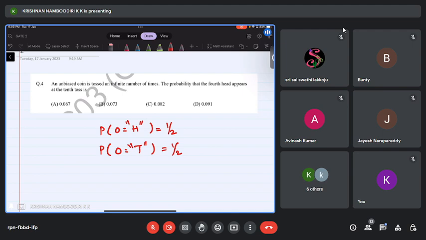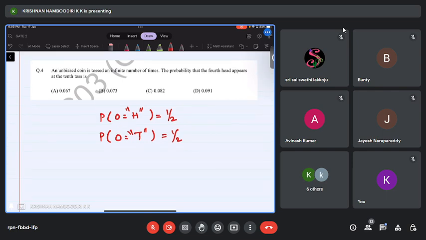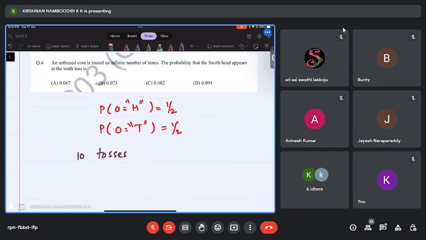Okay, so what am I doing? I'm doing an experiment. I'm tossing the unbiased coin an infinite number of times. So we need to consider only the first 10 tosses. And the question is to find the probability of the fourth head appearing exactly at the 10th toss. So what does that mean?